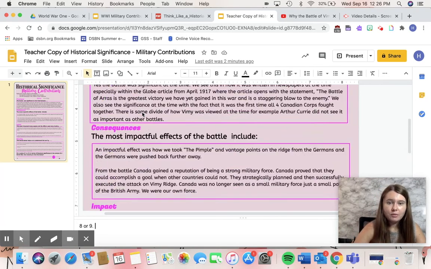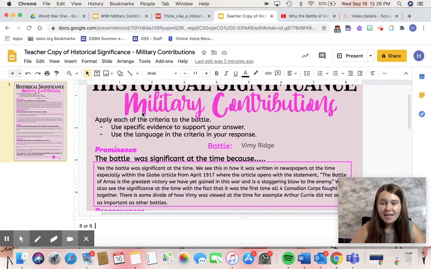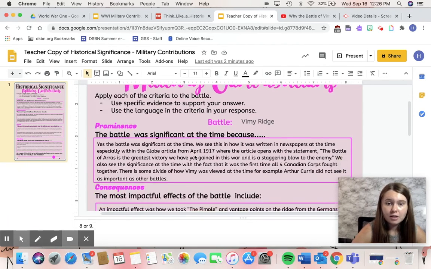So we have gone through this, so you can take what I've said and copy it into your own document and version of this. You definitely need to have one on Vimy Ridge done for yourself. So I suggest just taking what I've done, copied it.